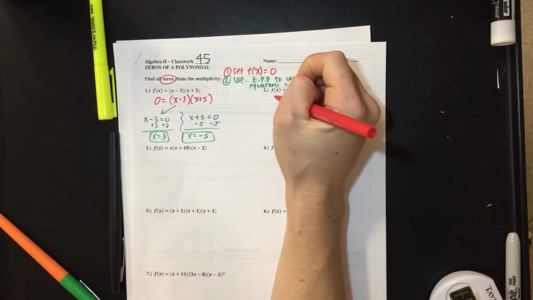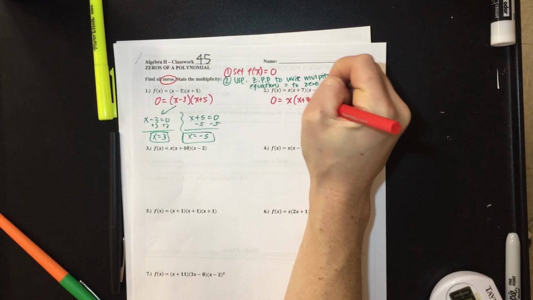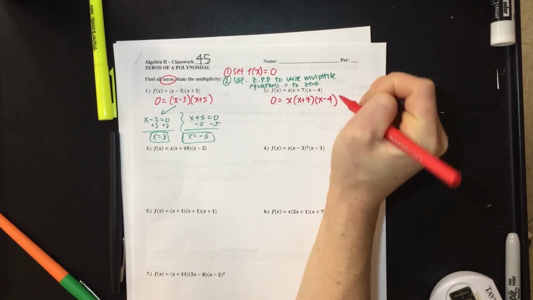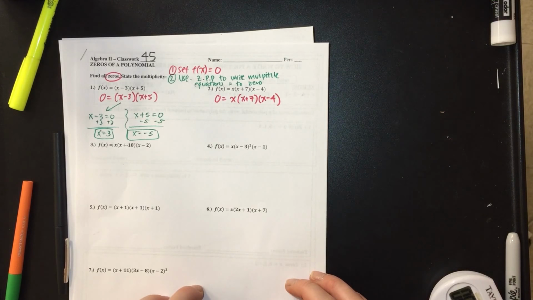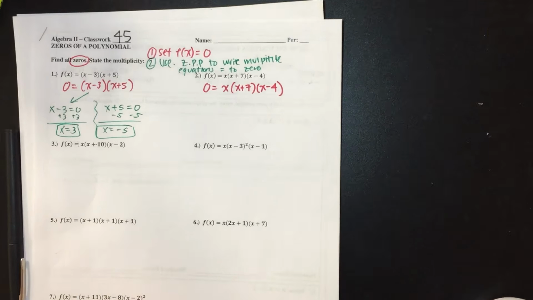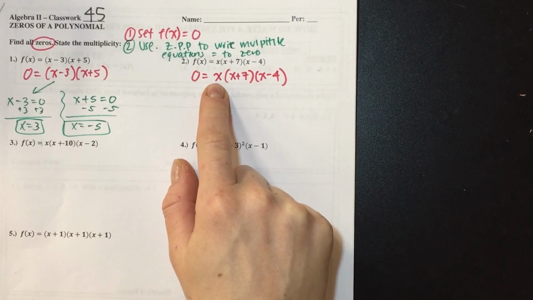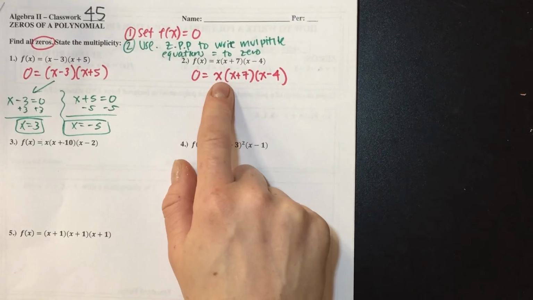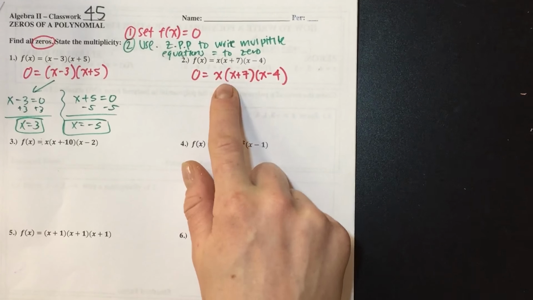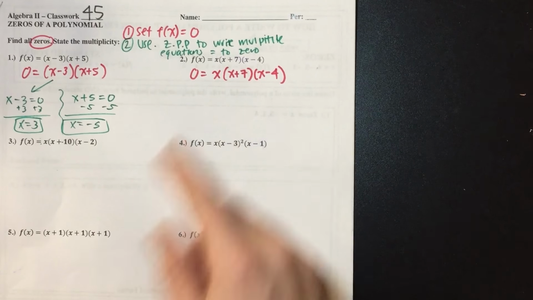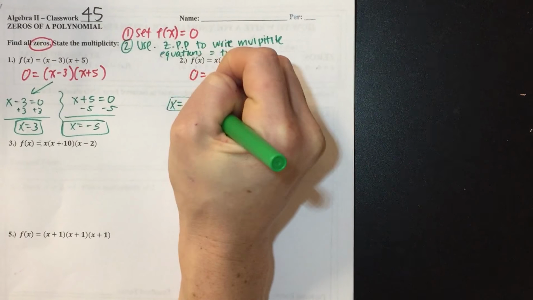Okay, the next one I do the same thing. Set f of x equal to 0. So 0 equals x times x plus 7 times x take away 4. Okay. Here, what if x were 0? If x were 0, I would have 0 times 7 times negative 4. What's 0 times anything? 0. So one option is just that this x is equal to 0. Done. I don't even have to solve an equation.